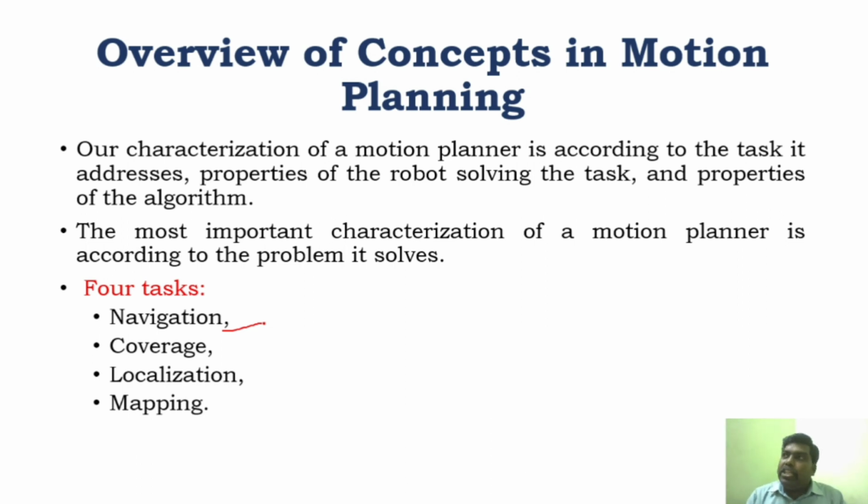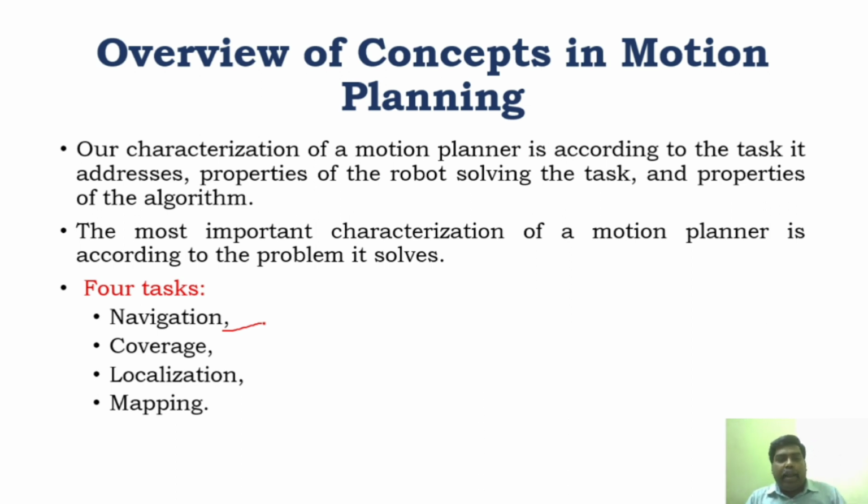And localization means the robot has to intercept the sensor data with the map so that it is able to identify the exact location of that particular robot, right? And then the last one is mapping. Mapping is something like navigation in an unknown environment, right?